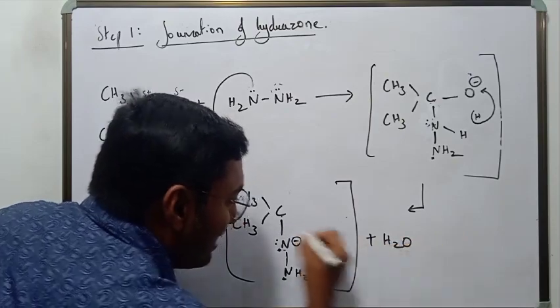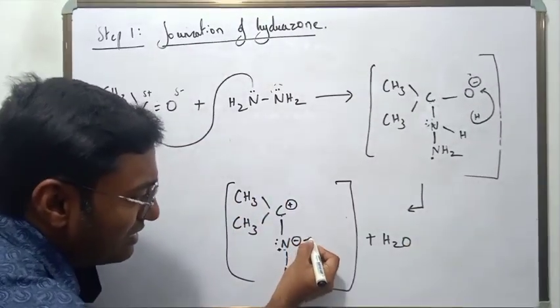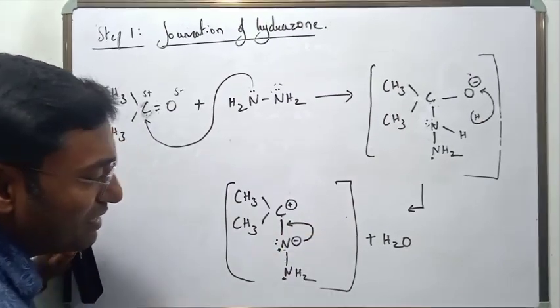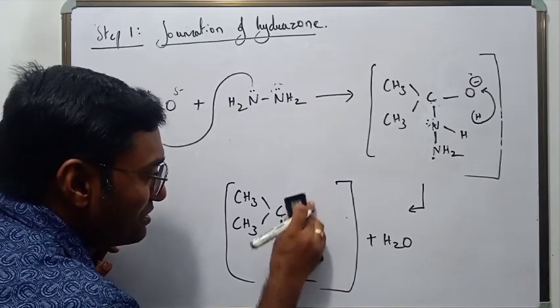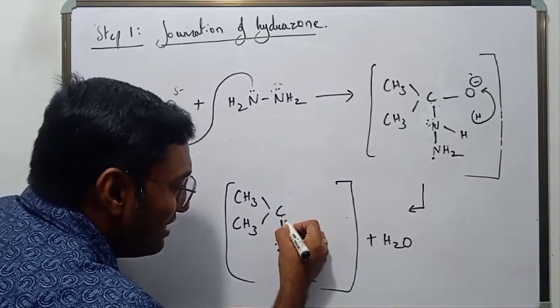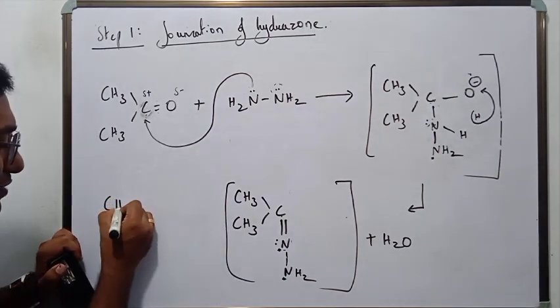And this carbon would become positive. Correct? Now what can happen? This electron pair can come here. When this electron pair comes here, the carbon loses its positive charge and this would be the result. So now you get what?